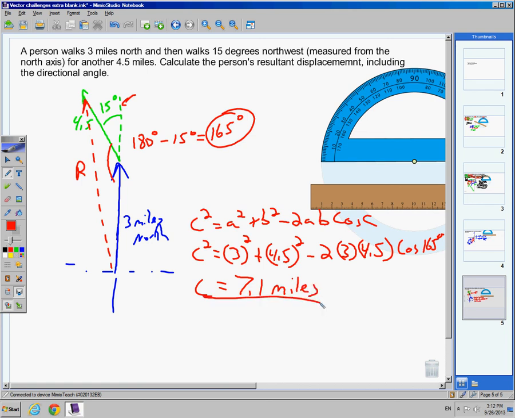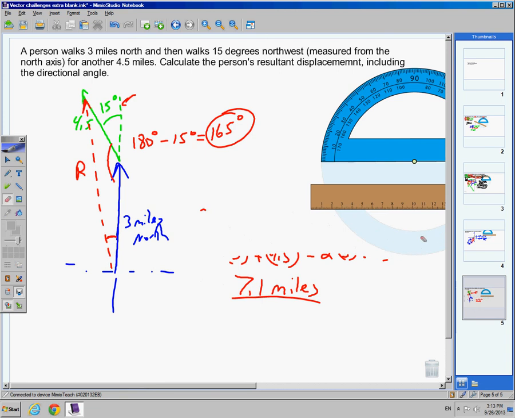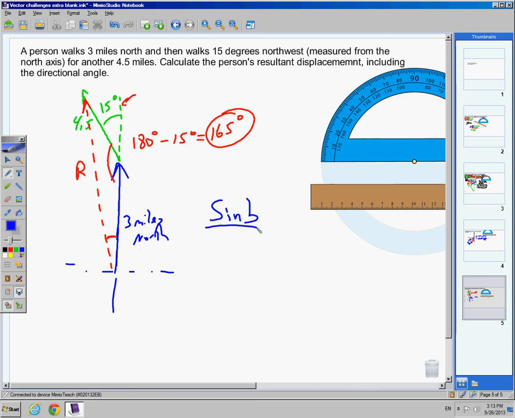Now I need a directional angle. My suggestion is we use this angle right here. We have the law of sines for that. I'm going to erase the law of cosines here, so we can definitely get rid of this. And then we have sine B over b equals sine C over c. Sine B is what I'm looking for. Sine B happens to be right here. We'll call that angle B, over the opposite, which is 4.5.